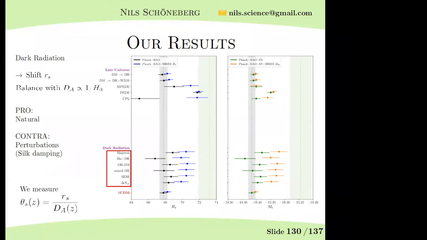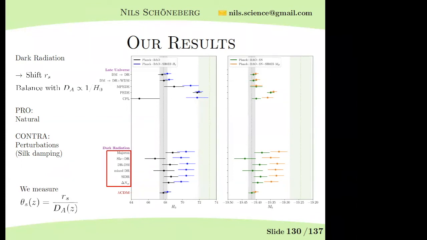Or you can now ask yourself, what else can I do with the dark radiation instead of just making it self-interacting? You can let it interact with dark matter, that's shown here, or you can let it interact with neutrinos, in this case self-interacting neutrinos. This has been shown in the past to be a reasonable solution, but actually with the Planck 2018 polarization data, it does not seem to be the best solution anymore.